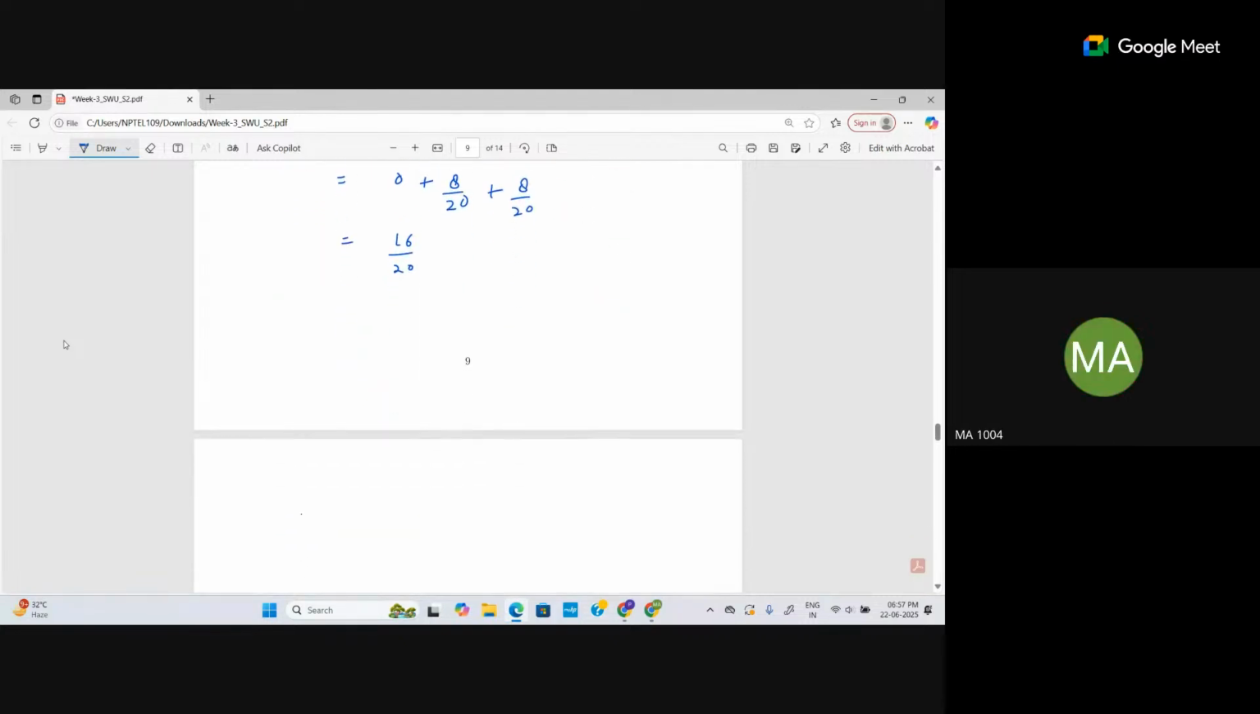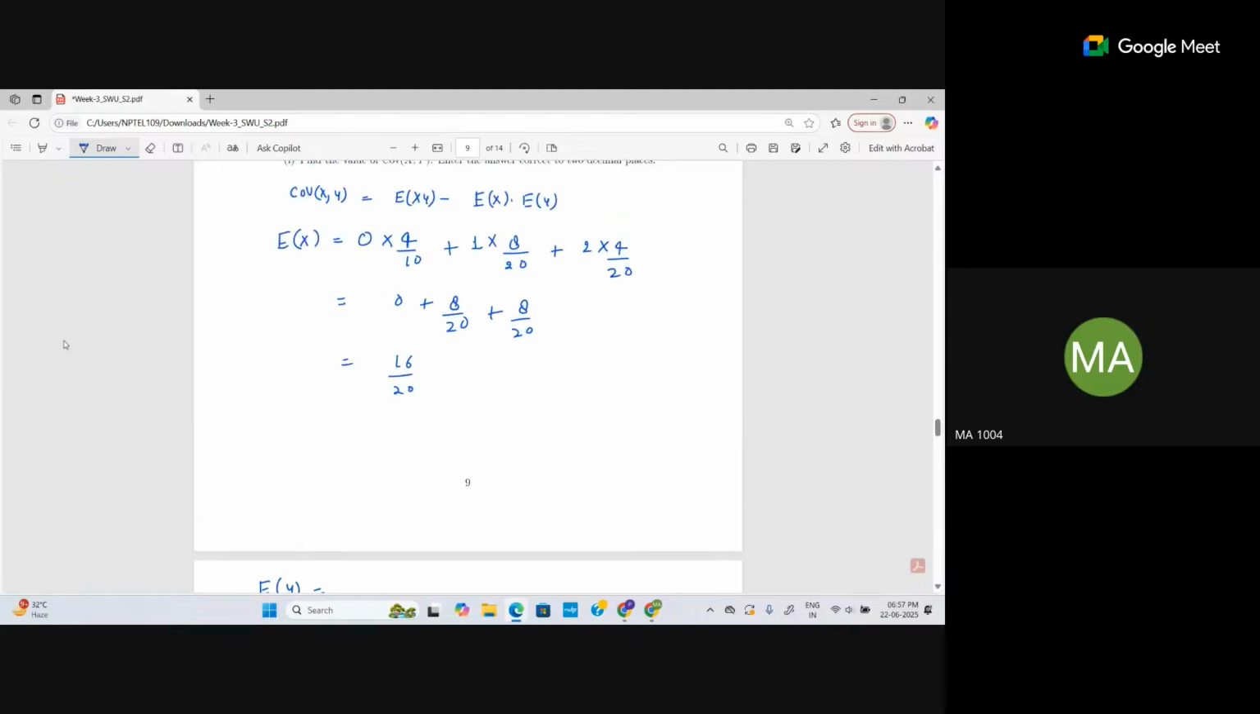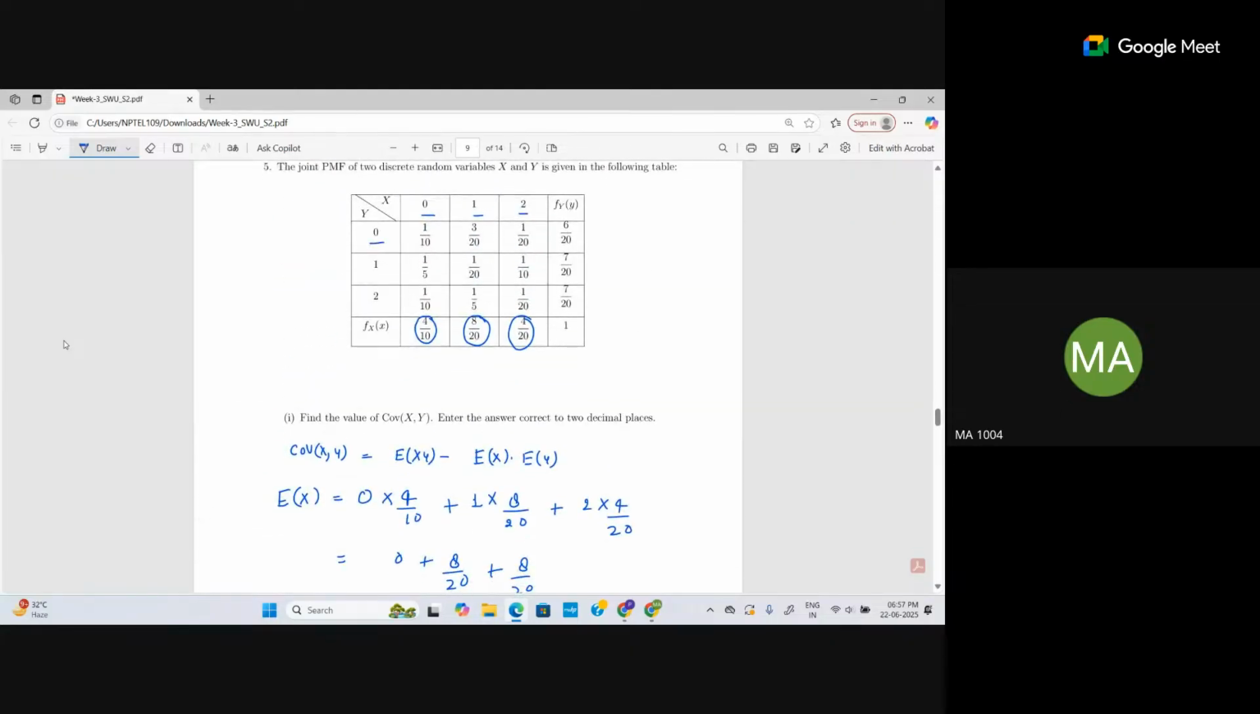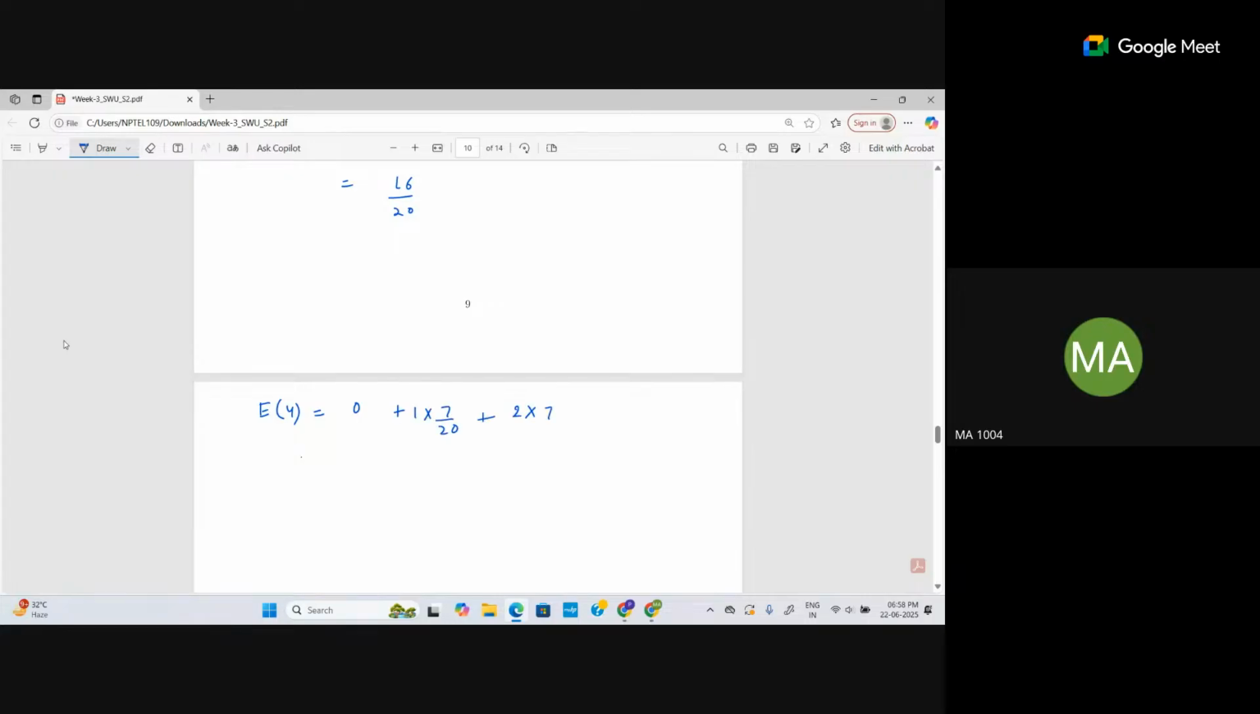Now next, similarly, we can find the expectation of y as well. So expectation of y will be 0 into 6 by 20, 1 into 7 by 20, and then 2 into 7 by 20. So the first term will become 0, then 1 into 7 by 20, then 2 into 7 by 20.